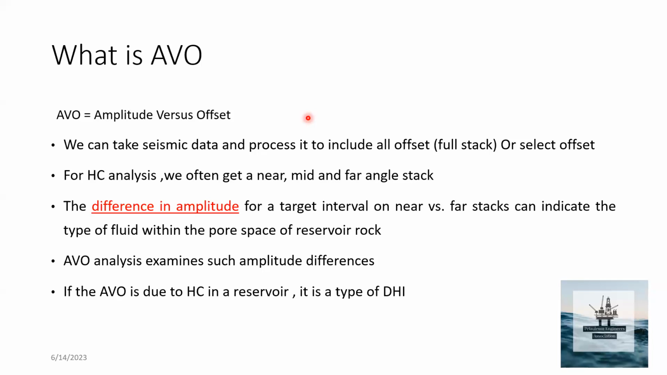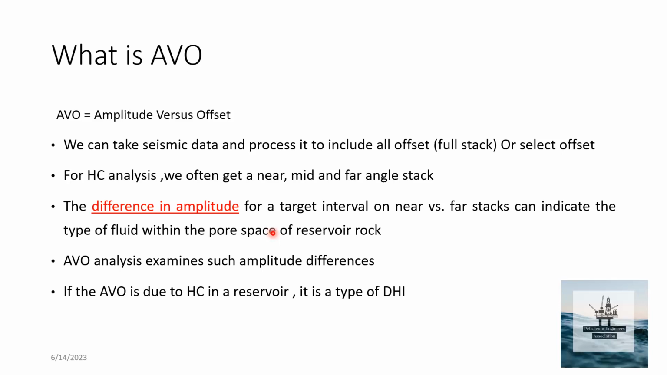The difference in amplitude for a target interval, or near versus far stack, can indicate the type of fluid within the pore space of the reservoir rock. AVO analysis examines such amplitude differences. So this is the main job of AVO analysis, that you can indicate or define the type of fluid within the pore space of a reservoir rock.